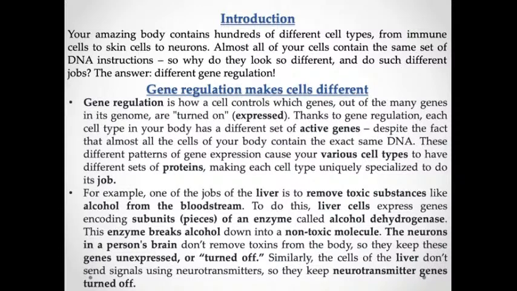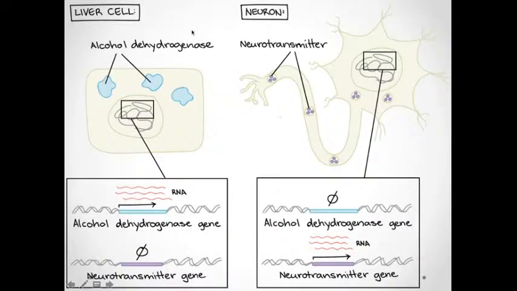So here we can see that the alcohol dehydrogenase gene in the liver cell is present and activated, leading to the production of RNA. Transcription is happening and the alcohol dehydrogenase gene is activated. But neurotransmitter genes are deactivated because they are present in the brain. And these are your neurotransmitters. So these are present in your brain, and in the neurons, your alcohol dehydrogenase gene will be deactivated, but your neurotransmitter genes will be activated, and further transcription happens by production of RNA. So they are activated in that case.